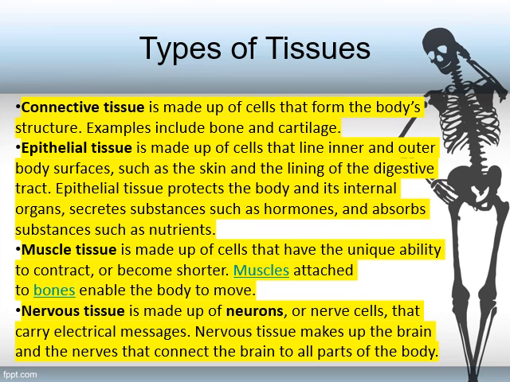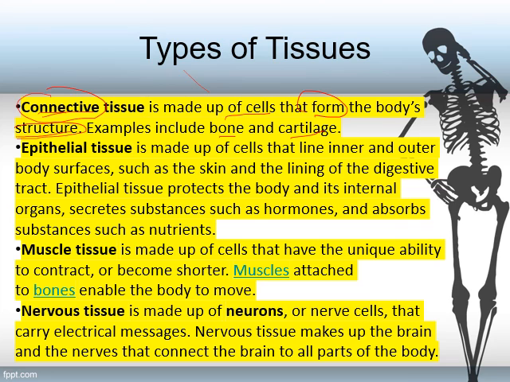So for the connective tissue, it is made up of cells that form the body's structure, because they are called connective. Through these tissues, the different structures of the body are being connected, from the word itself. Examples of these tissues are bone and cartilage.